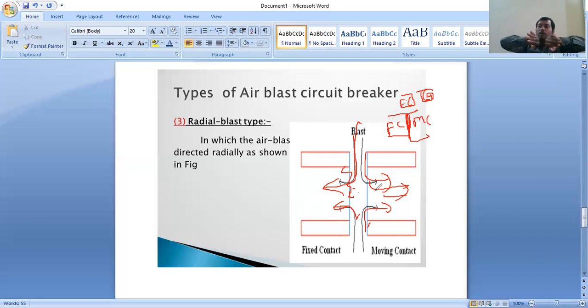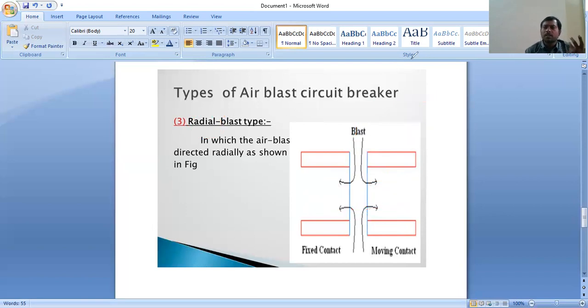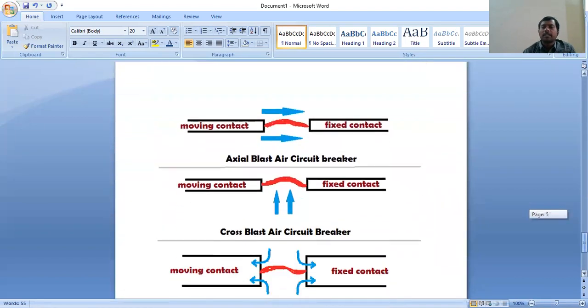Both will be in opposite directions. Air will flow in the direction of the fixed coil and moving coil. So in this way, this radial blast will work. Everything is based on the blast only, but there is a slight difference between the radial and axial.